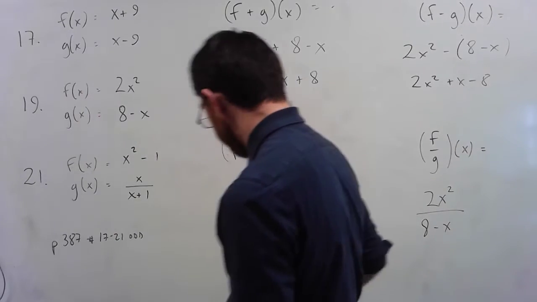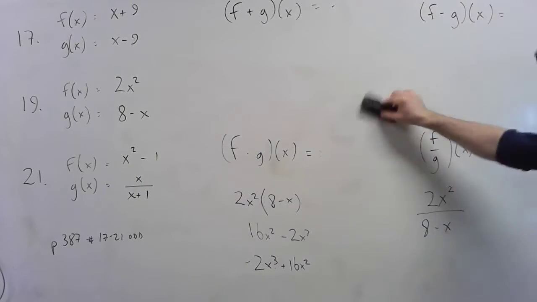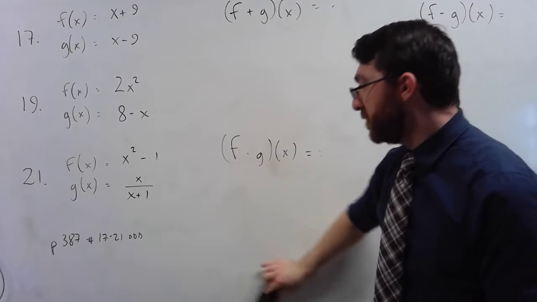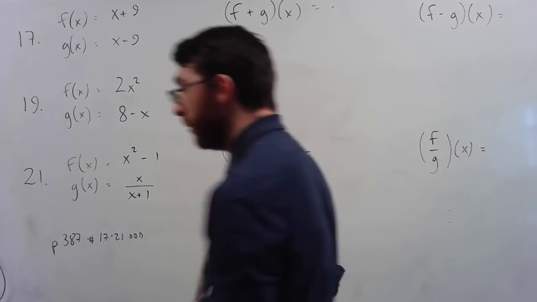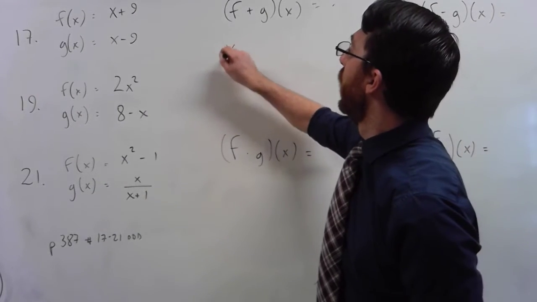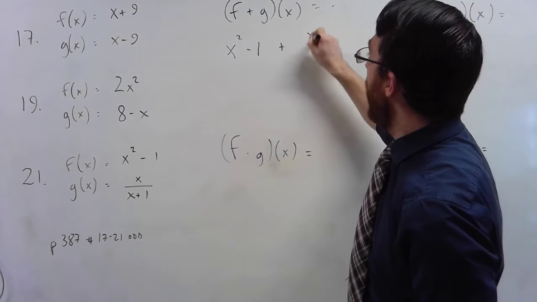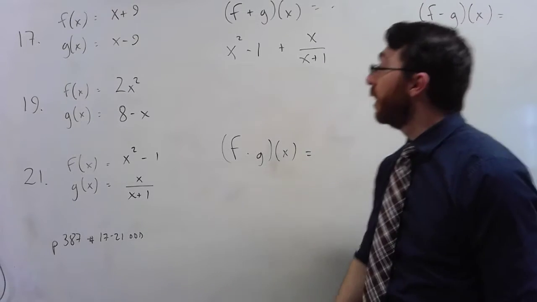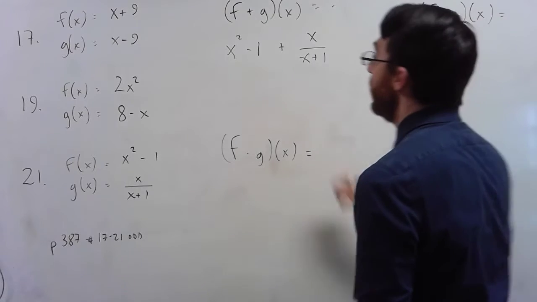Okay, last problem in this set. 21. F of x is x squared minus 1. G of x is x over x plus 1. This one's the most complicated one. So adding them would look like this. X squared minus 1 plus x over x plus 1. Well, we can do better than that. X squared minus 1 is not a fraction, but this is. So let's make it a fraction.